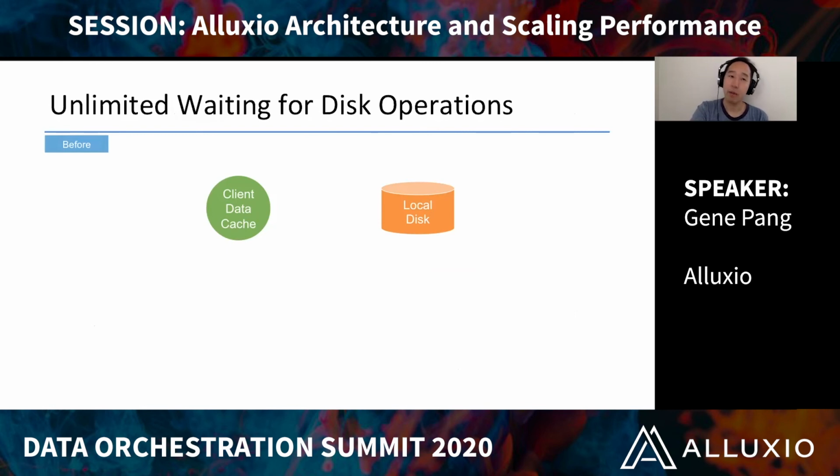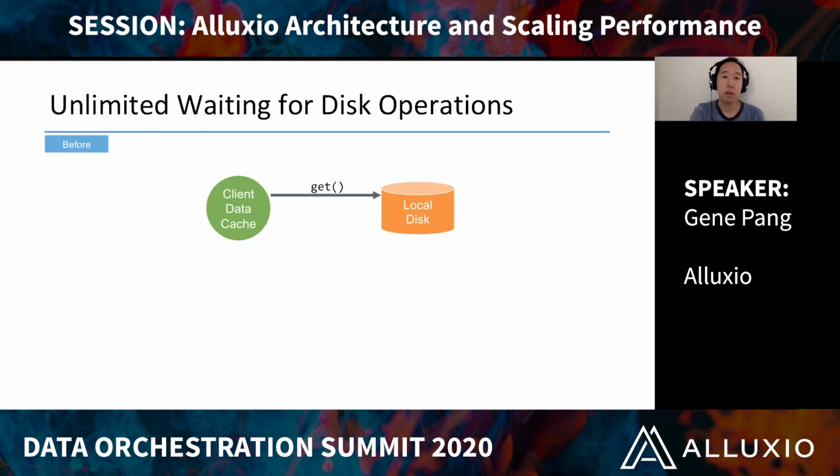And in this example, this is related to the client-side data cache in Alluxio. And the client-side data cache uses the local disk to store the cached data. So the client can do gets and puts of various data to the local storage.